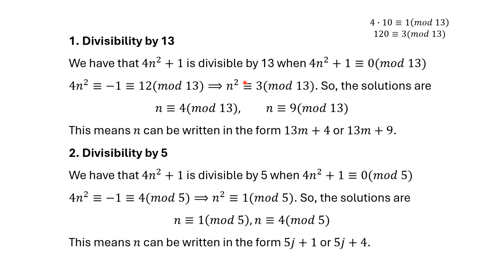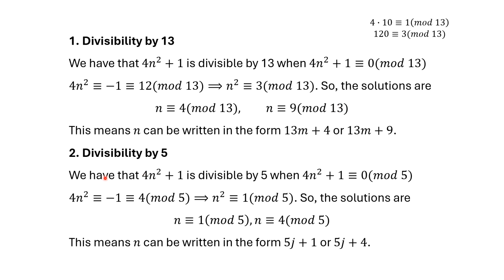And then we want to find out what values of n, when squared, are congruent to 3 mod 13. So one solution is 4. 4 times 4 is 16, which is congruent to 3. And then the other solution is 9. 9 squared is 81. And 6 times 13 is 78, with a remainder of 3. So these are the 2 solutions for when you have divisibility by 13. And you can write that as n being of the form 13m plus 4 or 13m plus 9.